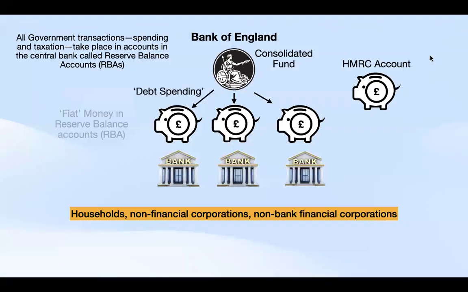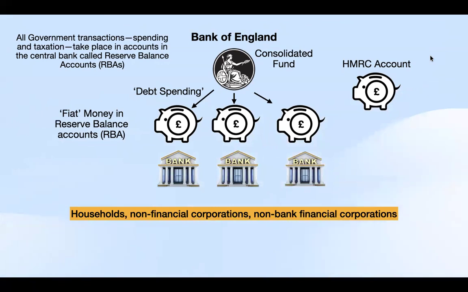All government spending, all government transactions, spending and taxation takes place in accounts at the central bank, called reserve balance accounts. Now, this is debt spending, by which I mean that the Bank of England does not start the day with money in the consolidated fund. It starts the day with nothing in its consolidated fund. So it is therefore known as debt spending. And that is therefore fiat money, the fiat money in the reserve balance accounts. But instead of the banks drawing that money down, it stays in the reserve balance account as a negative, if you like, it's a debt.